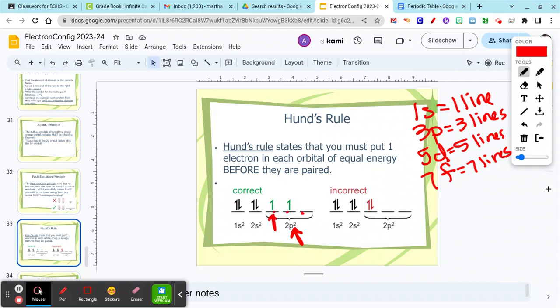And you can kind of think of this like sharing rooms. So if you have 3 rooms available, it is probably better, especially if you're brothers and sisters, to have 1 person in each room before you start pairing them. This would not be ideal. Okay, so this violates Hund's rule because you have 2 electrons in the same space and you've got 2 that are empty. So you have to fill them all up first with 1 before you can go back and pair them.